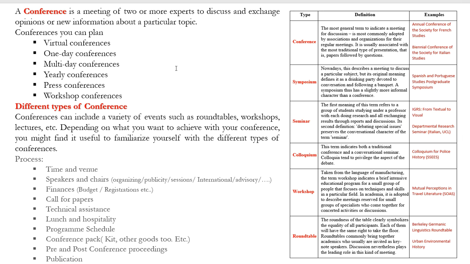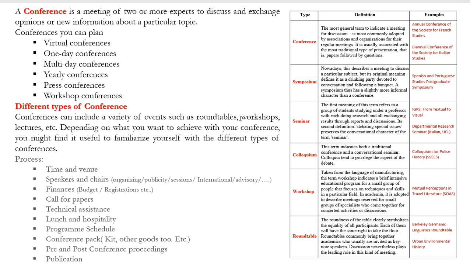You know that conferences are categorized into various factors. First, virtual conference, hybrid conference, one day conference, multi-day conference, yearly conference, press conference, and workshop conference. Conferences are categorized into various categories based on their requirements and operational procedures. A conference can include a variety of events such as roundtable conference and workshop conference.